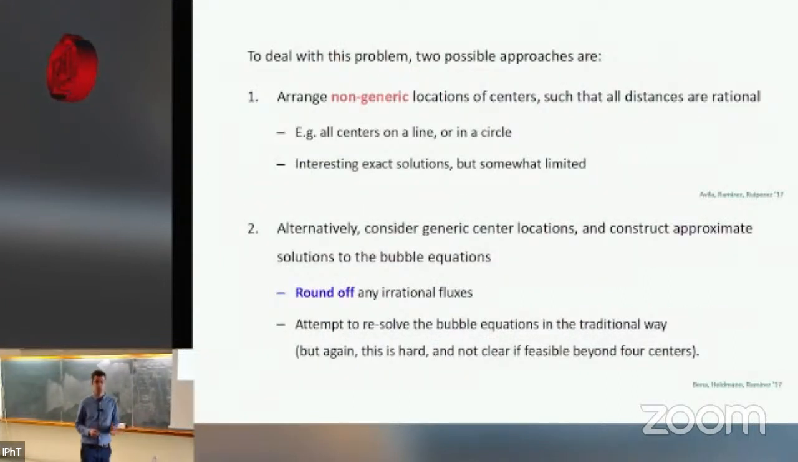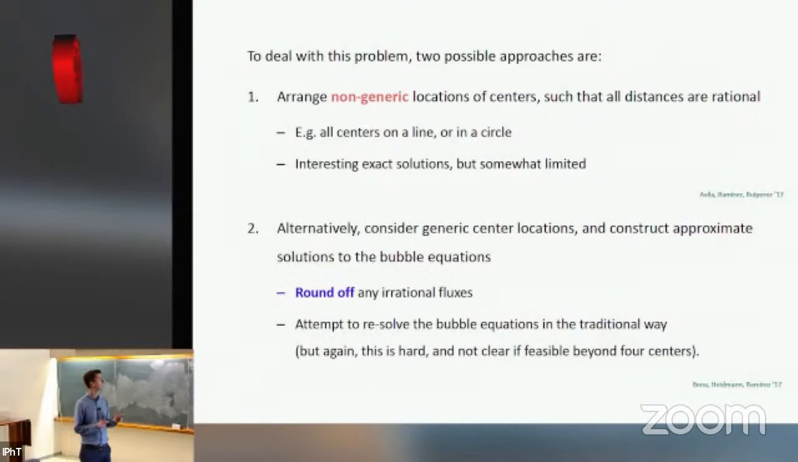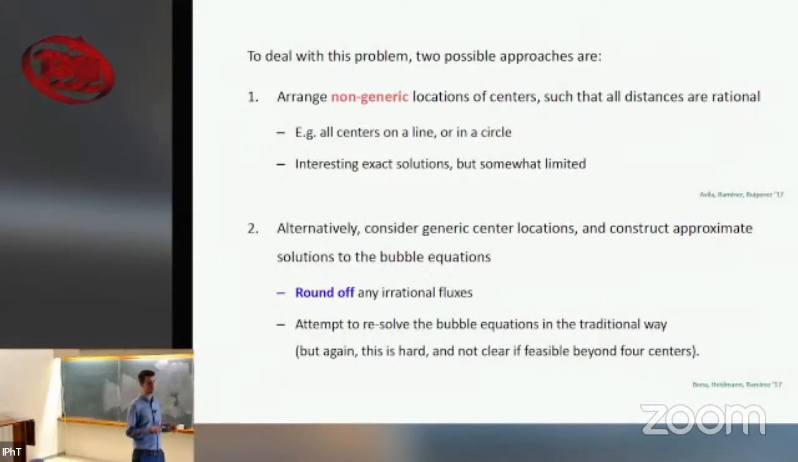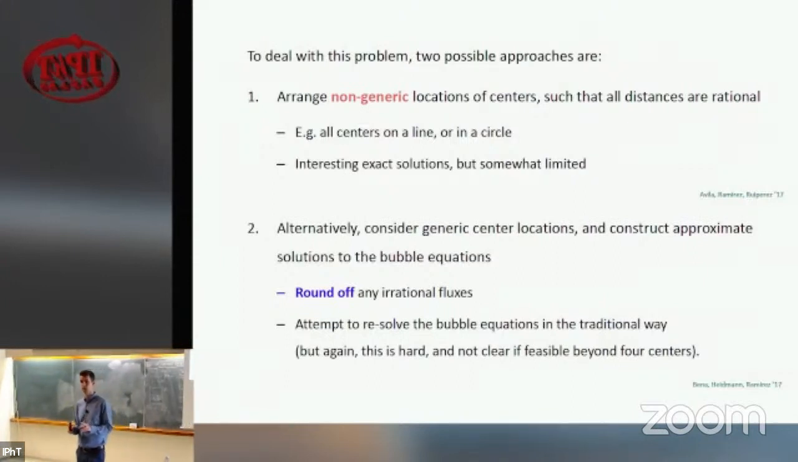So to deal with this problem, people thought of a couple of possible approaches. One that works is that you can arrange non-generic locations of the centers such that you cook it up so that all the distances are rational by construction. You can put things all on a line, as I mentioned before, or all in a circle in some ZN symmetric configuration. And you get interesting exact solutions that you can treat fully analytically, but with the limitation that you're imposing some symmetry by hand.